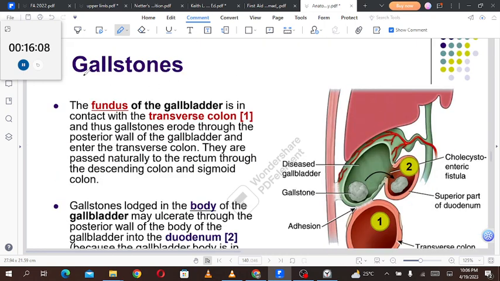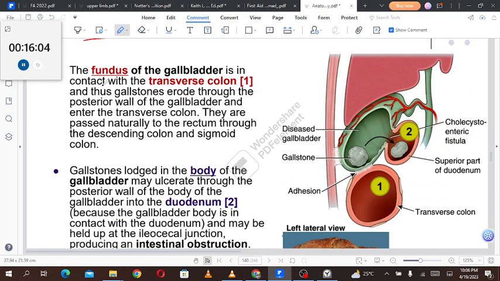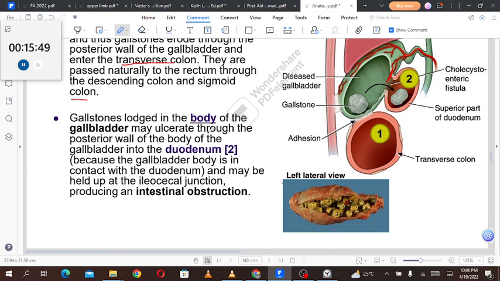Talking about gallstones, here you can see the gallstones. The fundus of the gallbladder is in contact with the transverse colon. Thus, the gallstone may erode through the posterior wall of the gallbladder and enter the transverse colon. They are passed naturally to the rectum through the descending colon and the sigmoid colon. The gallstone lodged in the body of the gallbladder may ulcerate through the posterior wall of the body of the gallbladder into the duodenum.